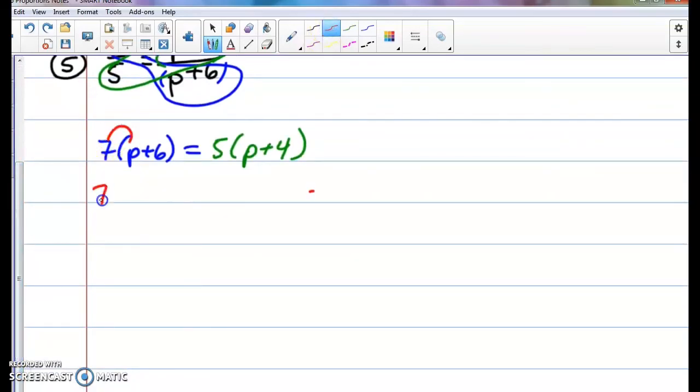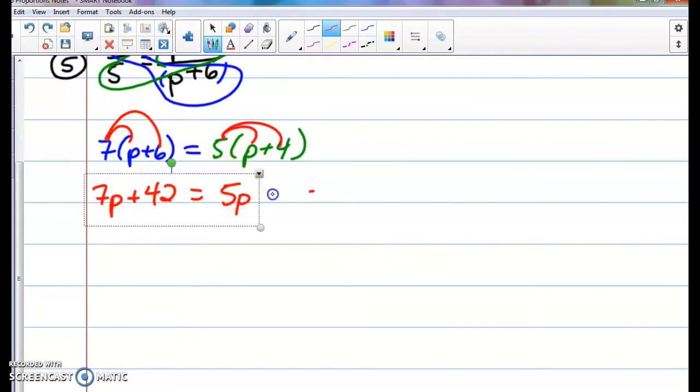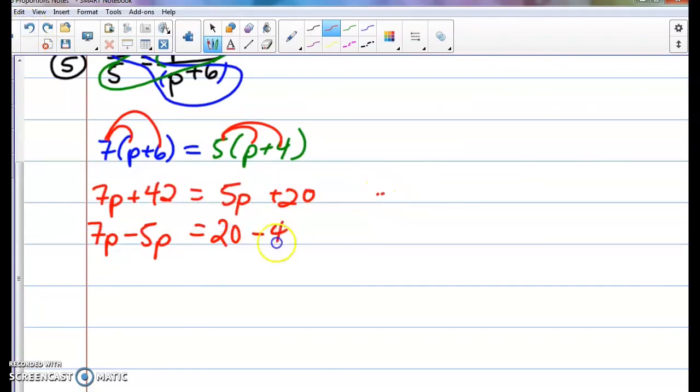7 times p is 7p. 7 times 6 is 42. Equals 5 times p is 5p. And 5 times 4 is 20. Now take variables to the left, so I already have a 7p on the left. Bring over my 5p, it becomes a minus 5p, equals numbers on the right, so 20 drops down. And my positive 42 becomes a minus, there we go, click off that one, minus 42.